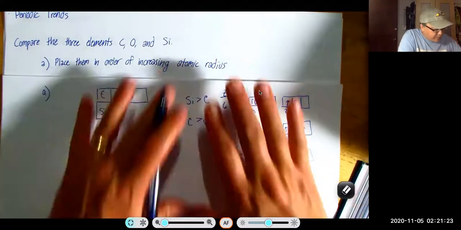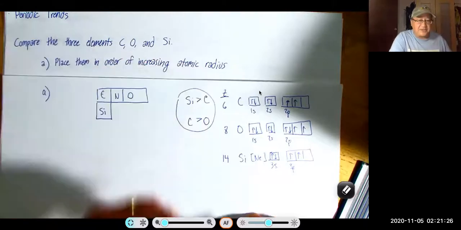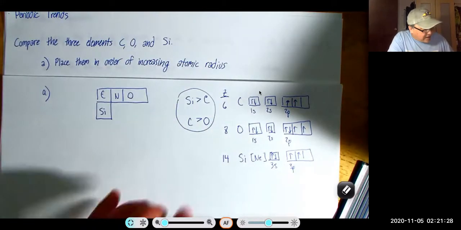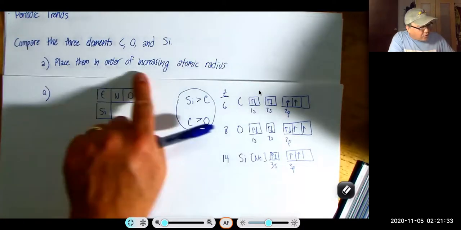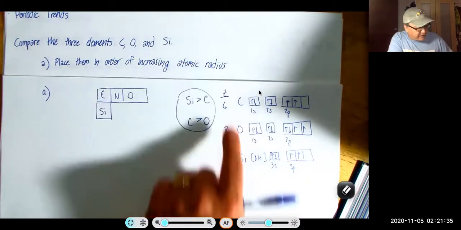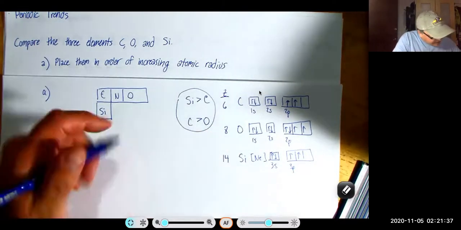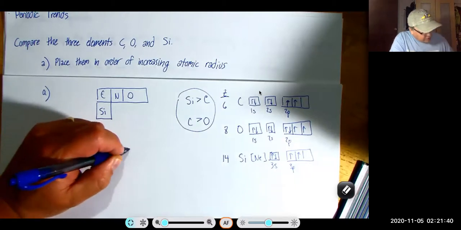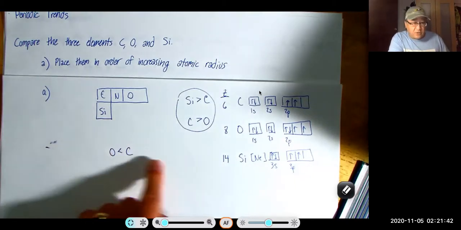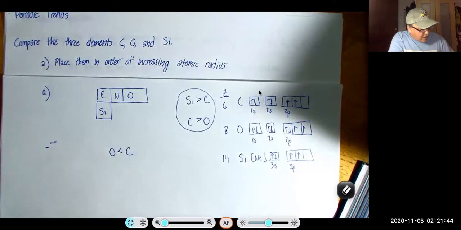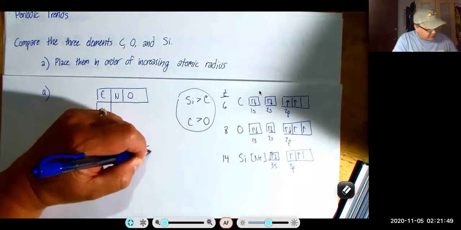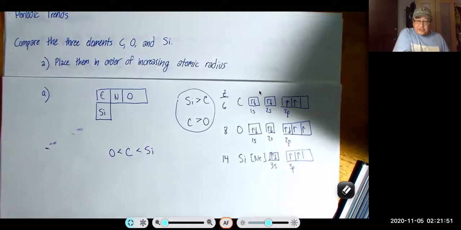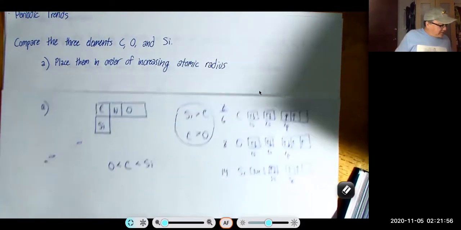Okay, let's see. Can we put these together into a nice order? Well, clearly oxygen is smaller than carbon. So here, this says in order of increasing atomic radius. So I would say that oxygen is smaller than carbon. So we're going from left to right, increasing. And then carbon, you can see, is smaller than silicon. So here's the order. And we could use the electron configurations to figure that out.